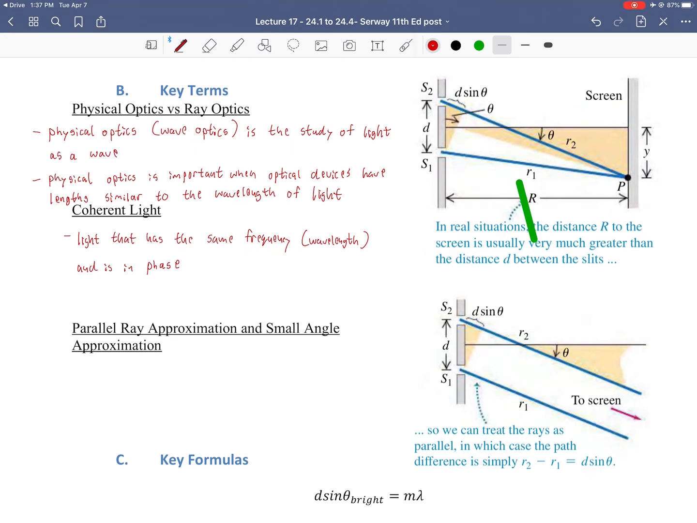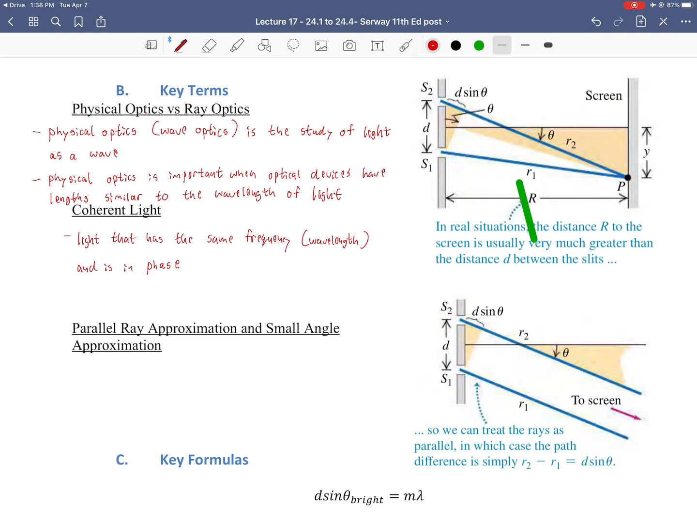All right. Okay, so then let's get to our last topic here, and this is another assumption, okay? So parallel ray approximation and small angle approximation. So I just want to get these out of the way as we discuss this idea of the double slit and interfering light, okay? So light from two sources.